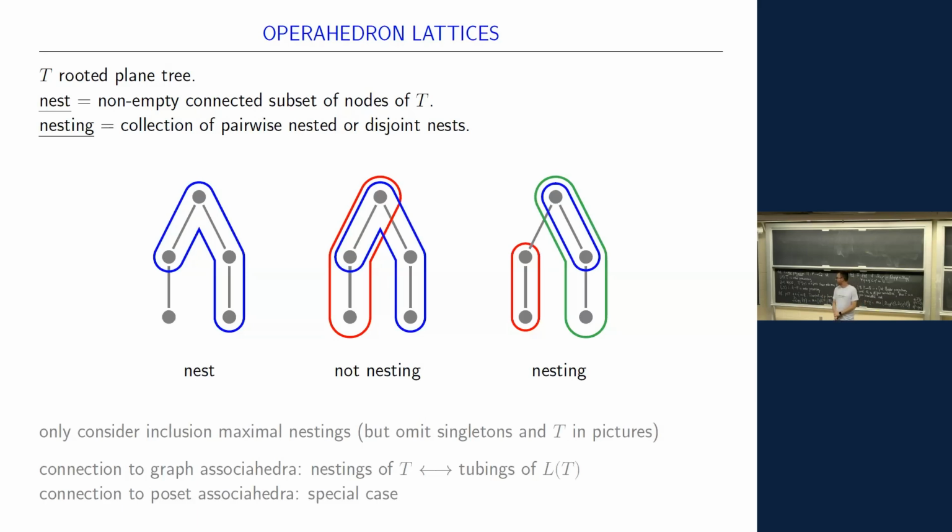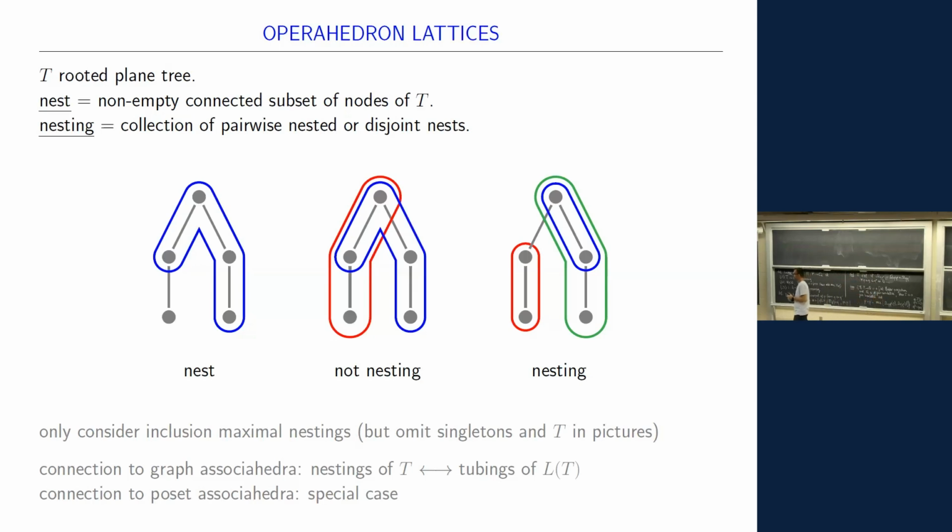And I will only consider inclusion maximal nestings. In the picture, I omit singletons, which are compatible with everything. I also omit T, which is compatible with everything. Okay, just for clarity, again, it has connection with geometry. The nestings of a tree are the tubings of the line graph of T.